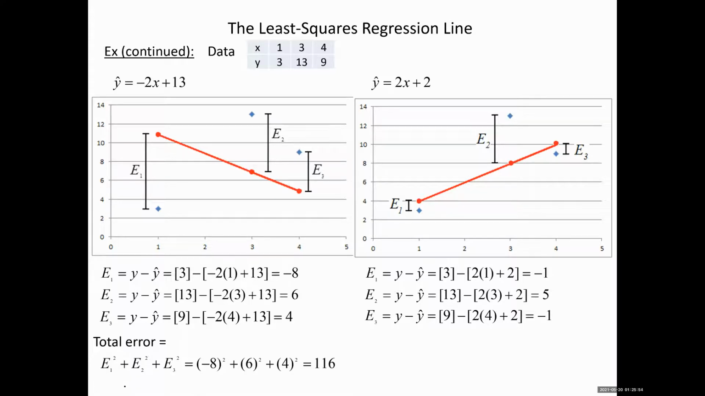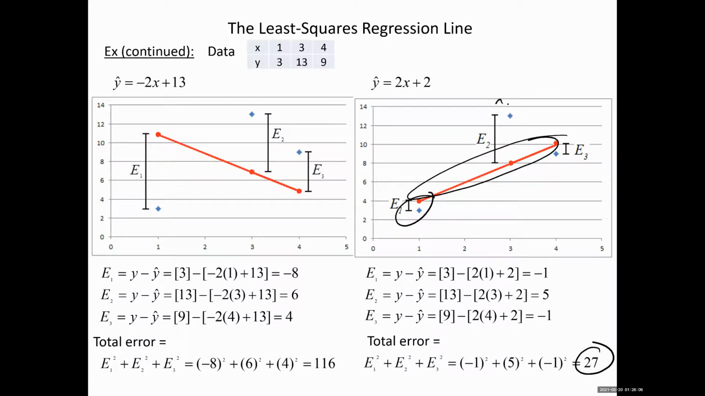And now we're going to find the total error for this line. Again, how do you find the total error? You square each of these and add them. So you can do -1 squared plus 5 squared plus -1 squared, and you get 27. This 27 is a measure of how close this line is to these data points.